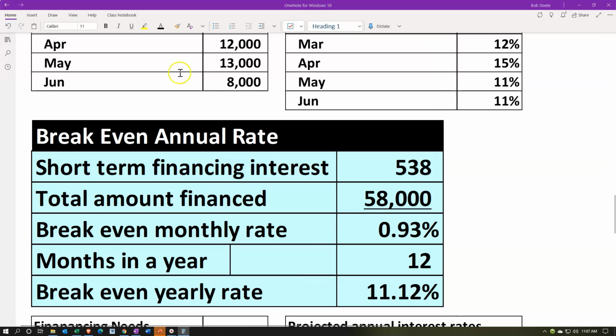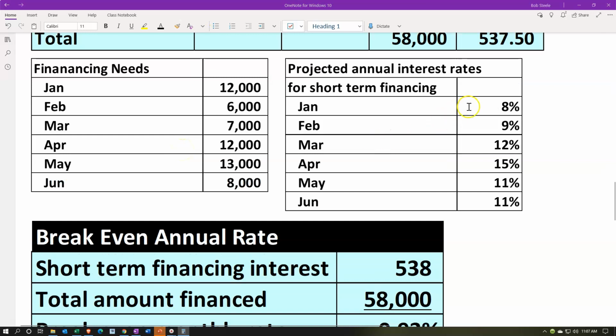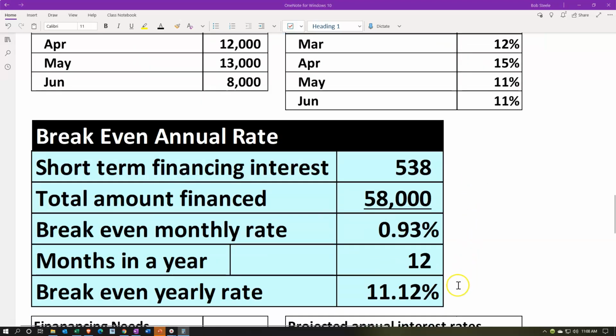So if we look at this pattern of interest rates, we can say, well, what would be the comparable fixed rate? If I could lock this thing down, what would be comparable to the same amount of interest? Well, it would be the 11.12. If I can lock it down for 11.12, it might be worth it.